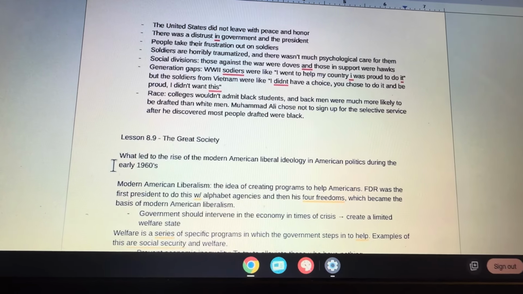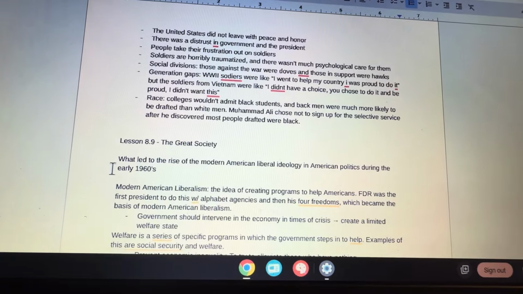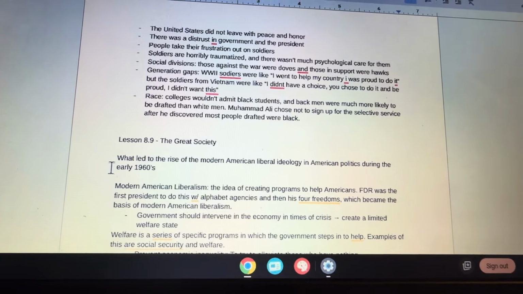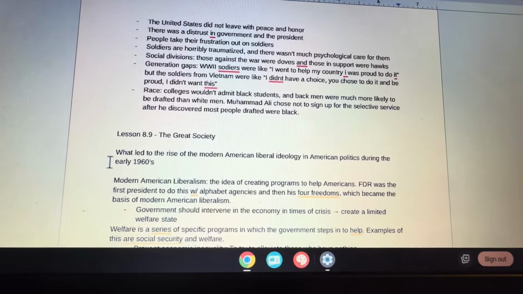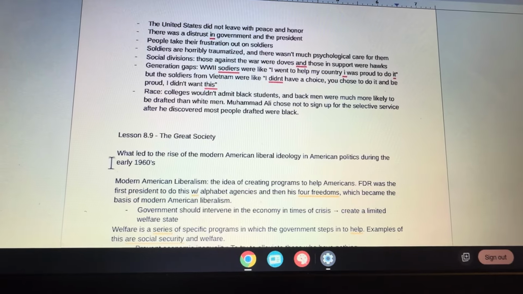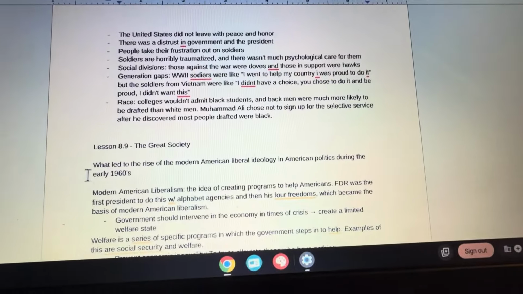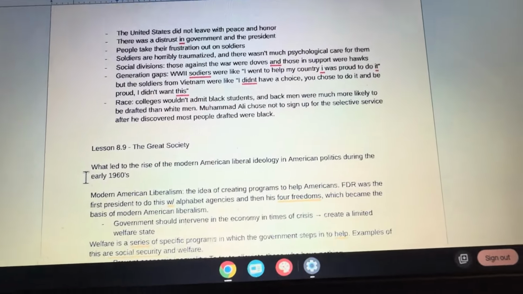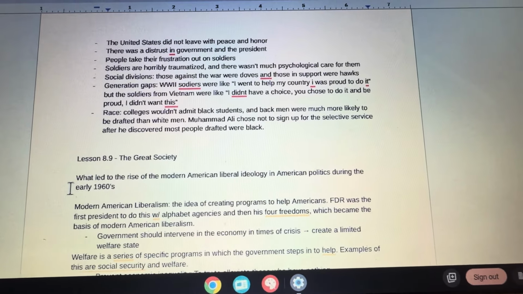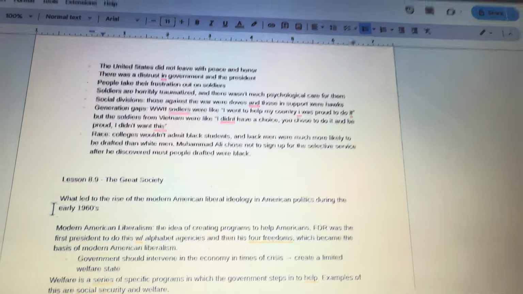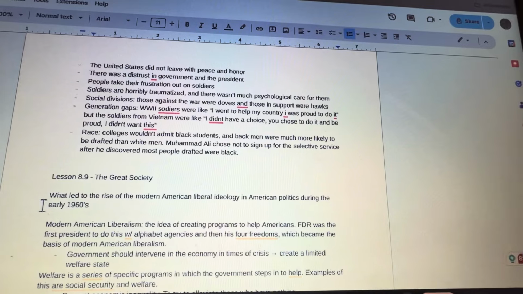There was a distrust in government and the president. People took their frustration out on soldiers. Soldiers are horribly traumatized, and there wasn't much psychological care for them. Social divisions. Those against the war were doves, and those in support were hawks. There were generational gaps. World War II soldiers were like, I want to help my country, and I was proud to do it. But the soldiers from Vietnam were like, I didn't have a choice. You just do it and be proud.